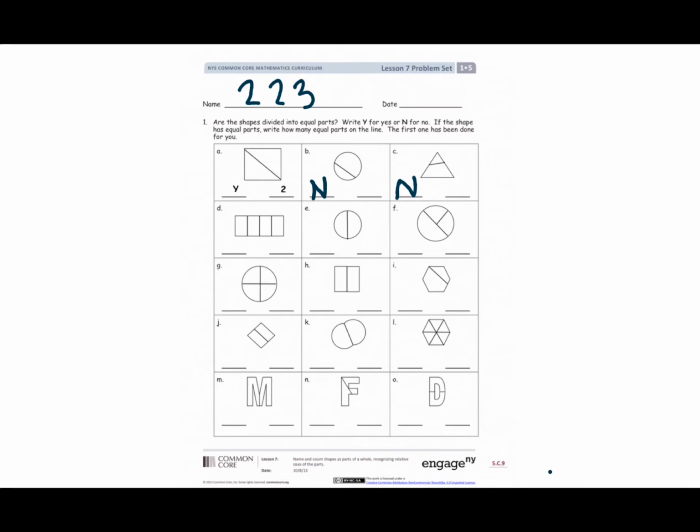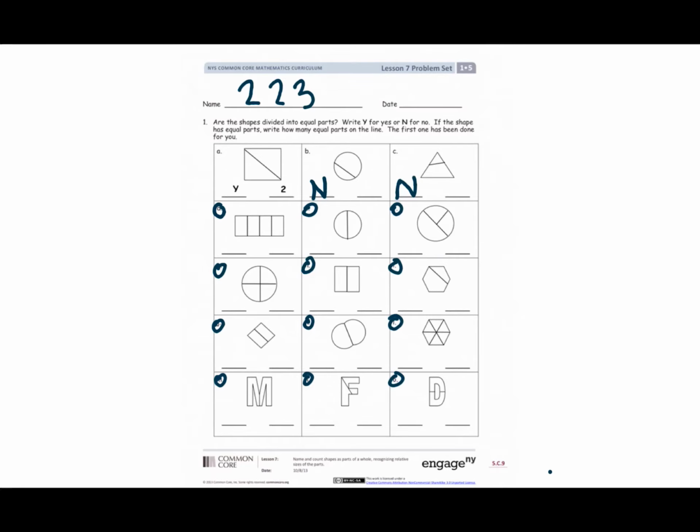Now, boys and girls, I want you to try D, E, F, G, H, I, J, K, L, M, N, O. Look at the pictures. Decide if the parts are equal. If they are equal, put a Y for yes. If they are not equal, put an N for no. And on the next line, write down how many parts are equal.